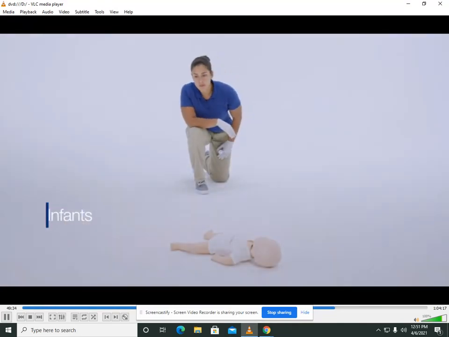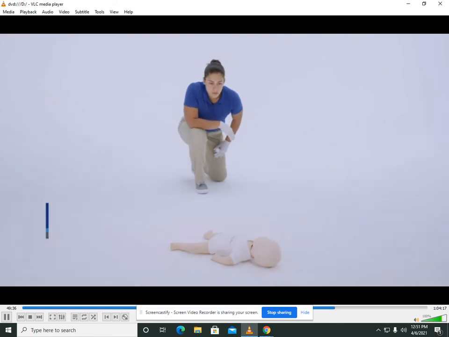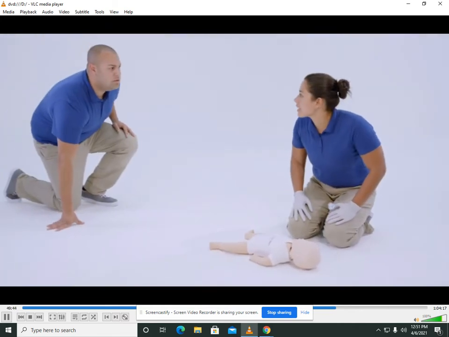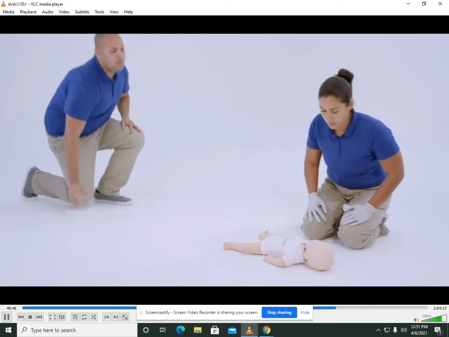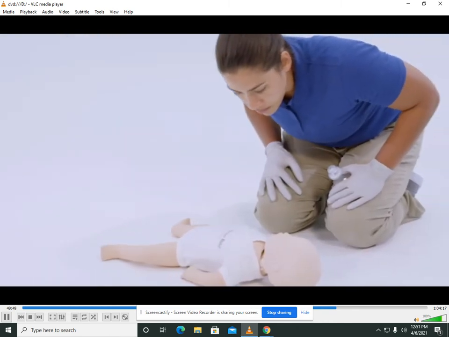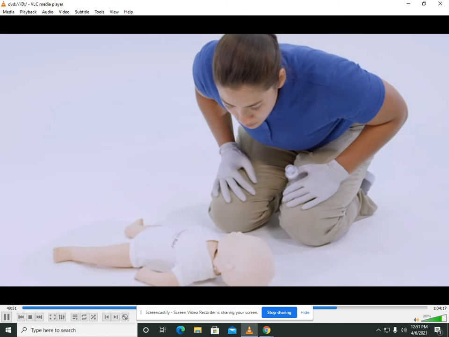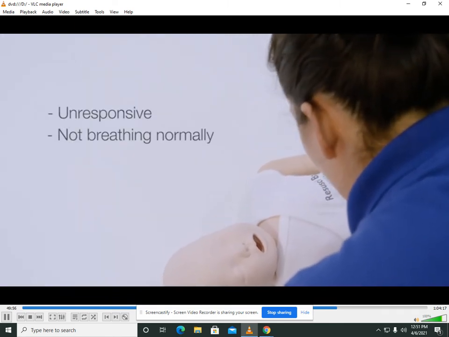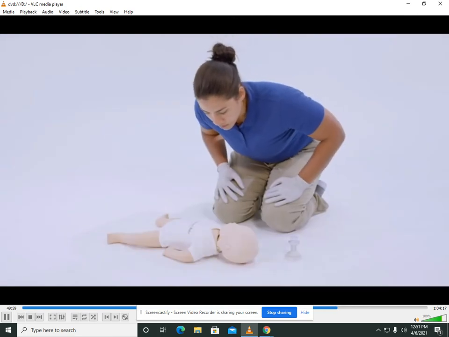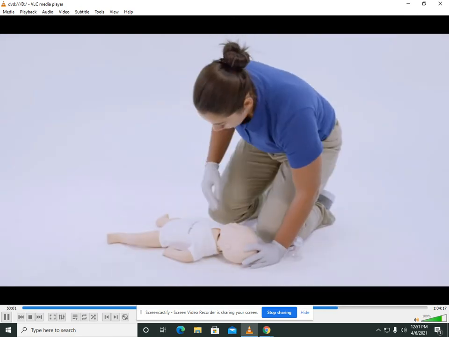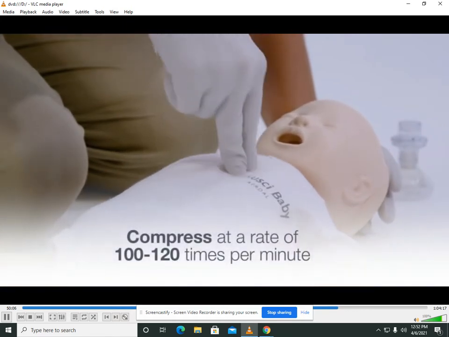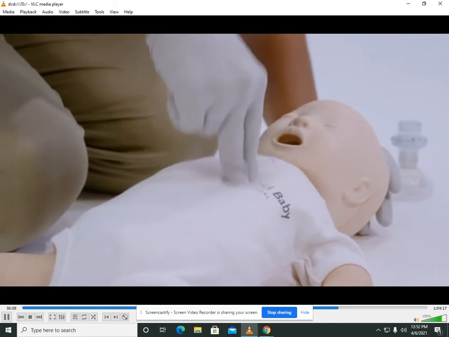The steps for infant CPR are very similar to child CPR. If it is safe, tap the foot. Yell loudly to startle the infant. If unresponsive, activate EMS, and if available, get an AED. Check for normal breathing. This infant is unresponsive and not breathing normally. Begin CPR immediately, starting with compressions. Locate the proper finger position and compress the chest at a rate of 100 to 120 times per minute.